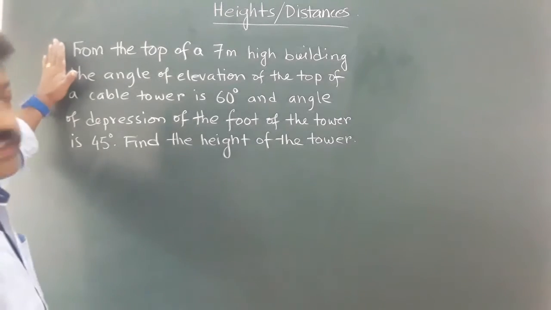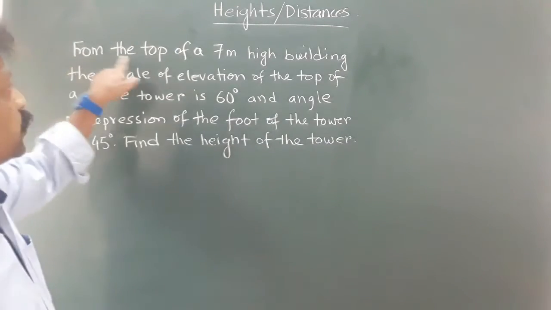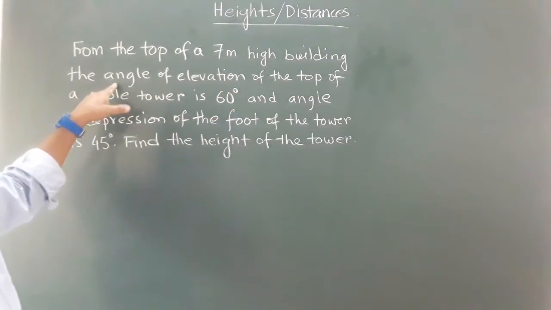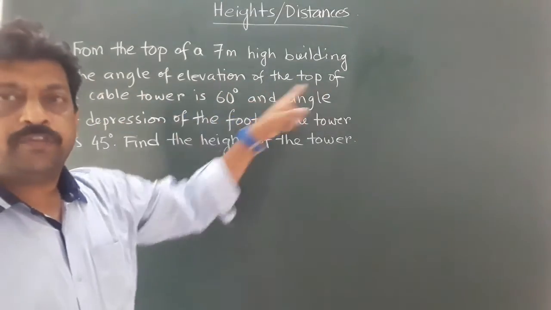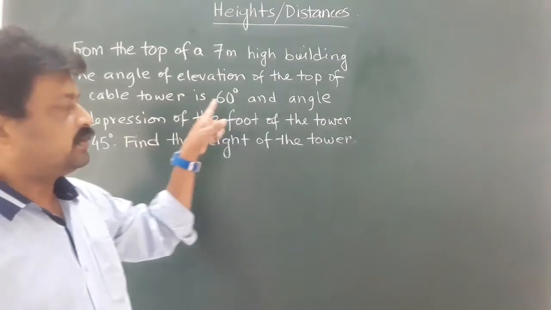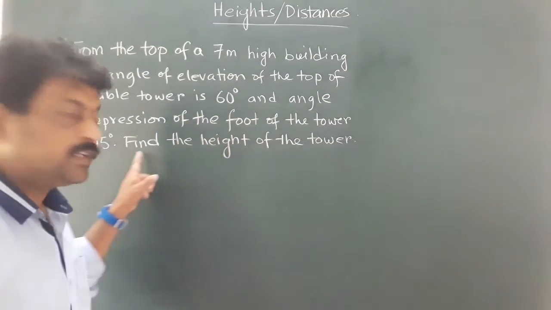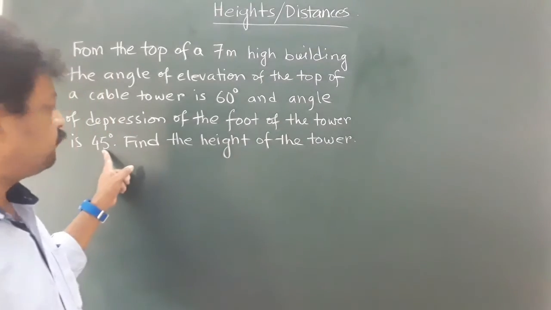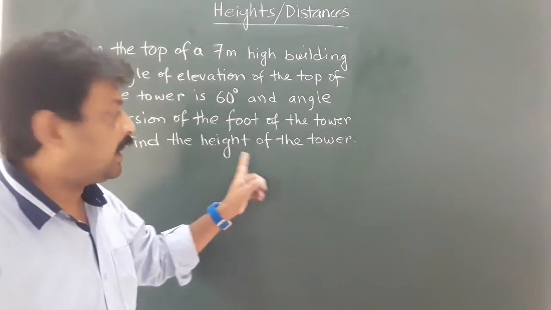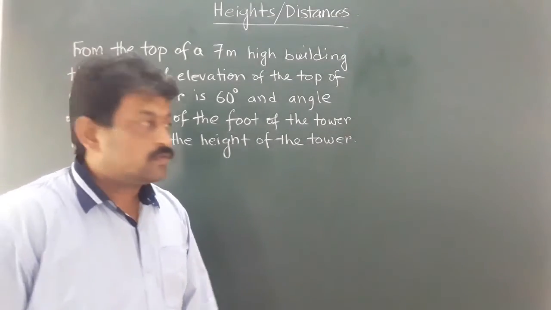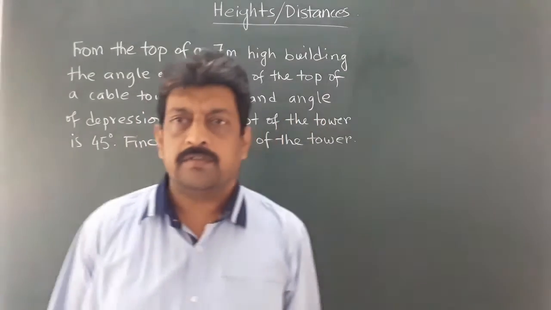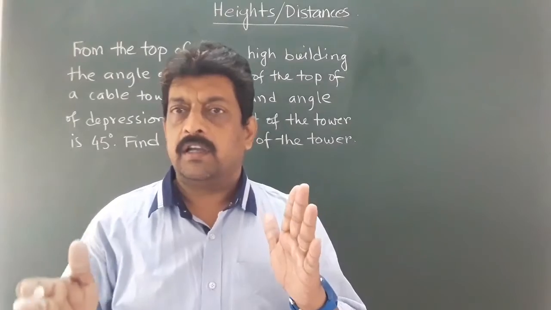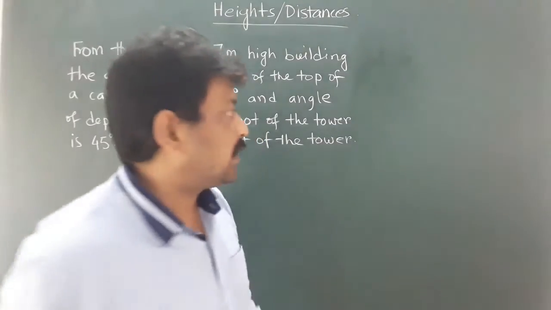So here is the second question. From the top of a 7 meter high building, the angle of elevation of the top of a cable tower is 60 degree and the angle of depression of the foot of the tower is 45 degree. Find the height of the tower. So there are two elevated objects. One is the 7 meter high building and the other is the cable tower. Both are standing on the ground level.